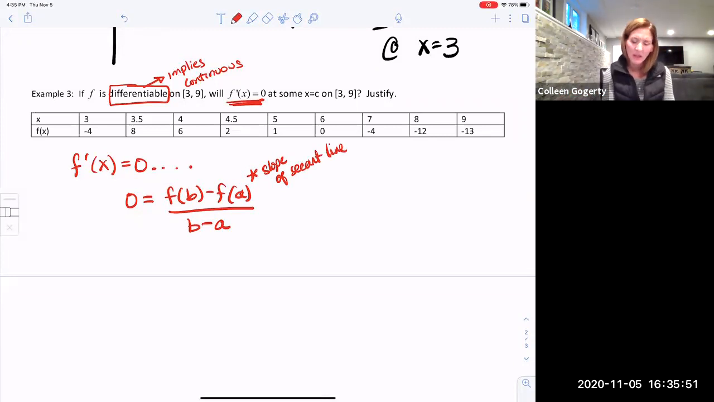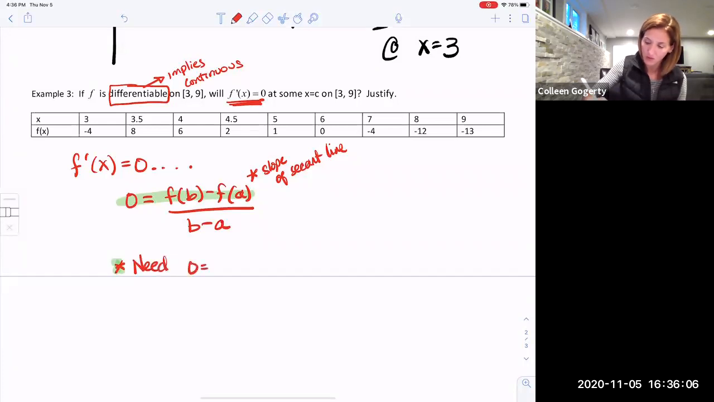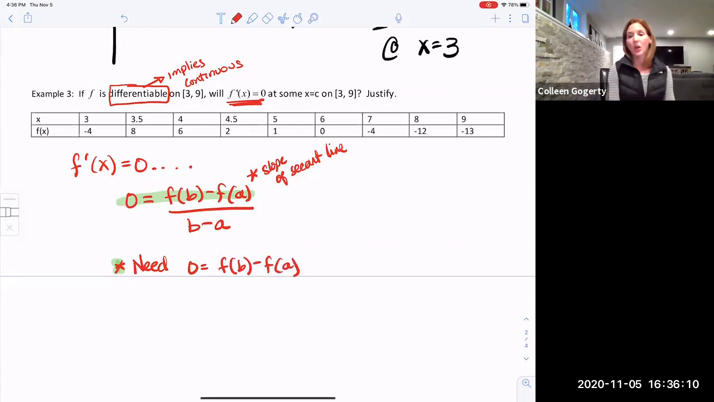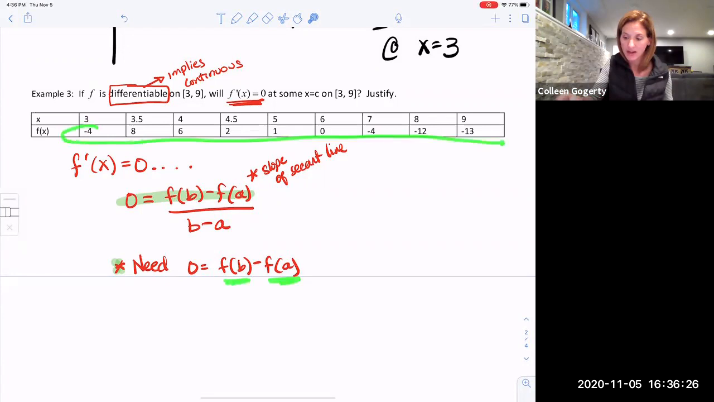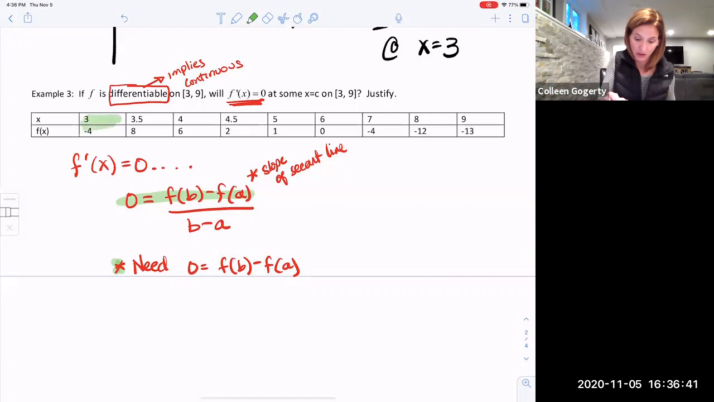Okay, well, in order for this equation to occur, we need this to happen. It's not so much about the denominator, but we need 0 to be f of b minus f of a. Look at your table of values. Where on the table of values could we get that the output of one point minus the output of another point is 0? So here's all of the outputs. How would we end up getting a 0? Okay, only if these two numbers are the same, right? So where on the graph do we have the same outputs?